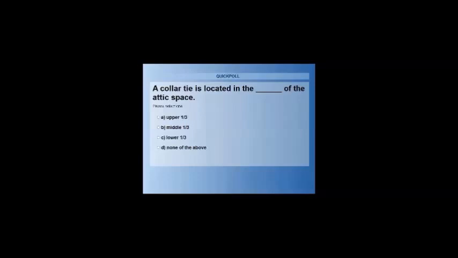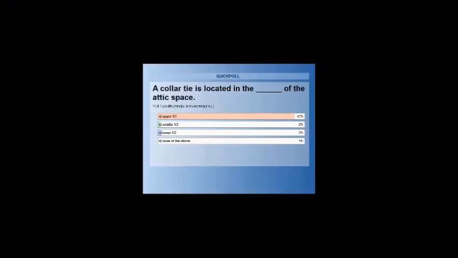A collar tie is located in the blank of the attic space. So the upper third, the middle third, lower third, or none of the above. All right. And our folks are voting. 65%. So let's get 80% of you voting. About 5% more. Right, I'm going to close and share. The majority of you say the upper third. 93% say the upper third. All right. And that is the correct answer.